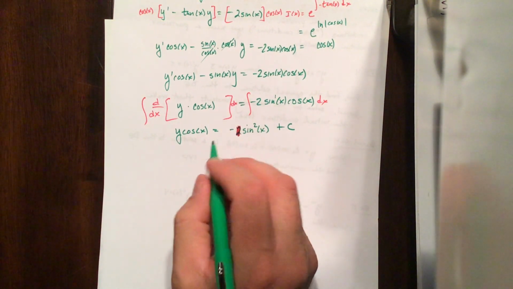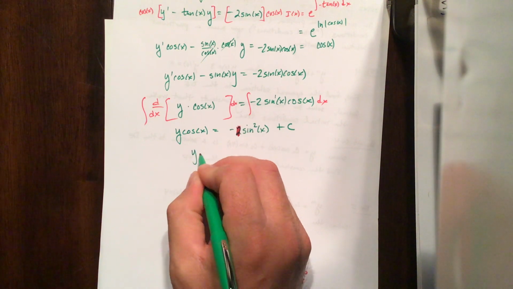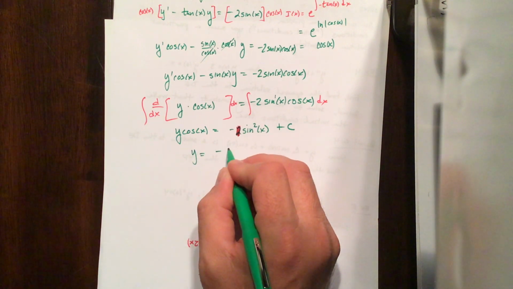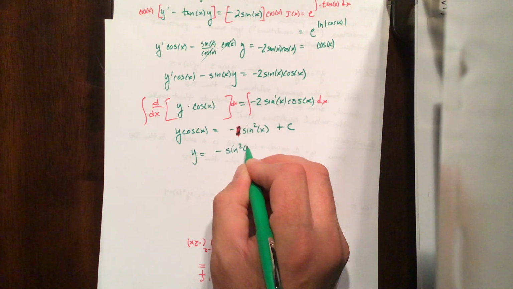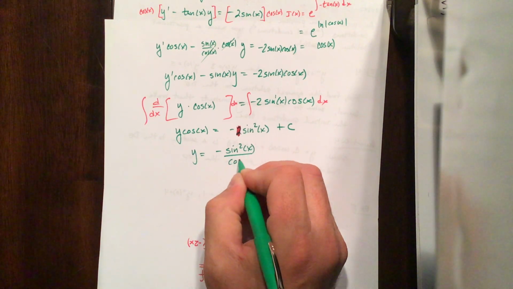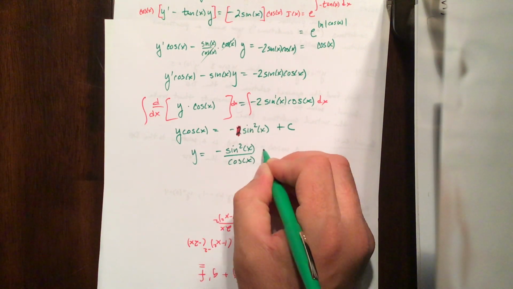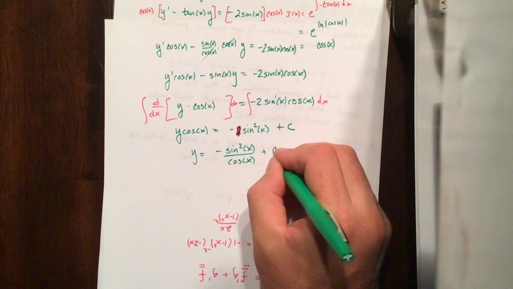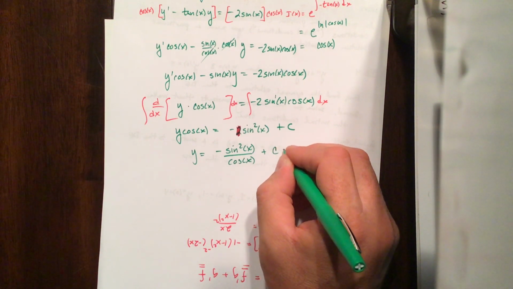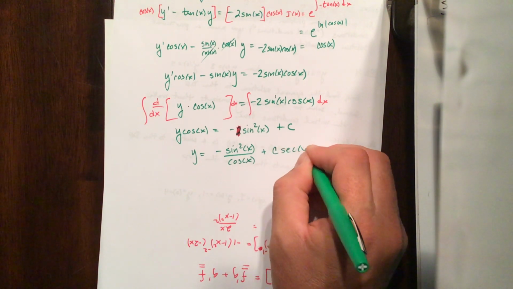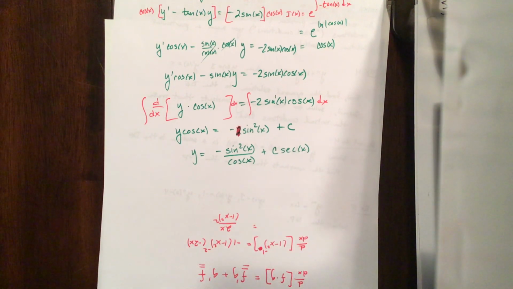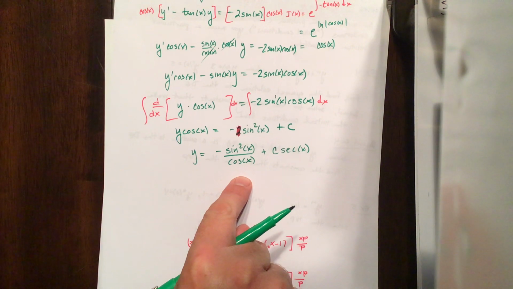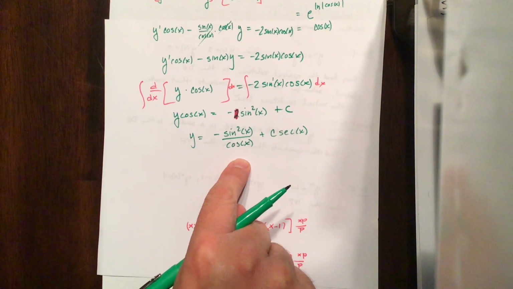So divide both sides by cosine x. You get minus sine squared of x over cosine x plus c times, let's call it the secant of x, because I'm dividing by cosine. And I'm only going to simplify that if it makes sense to simplify it.